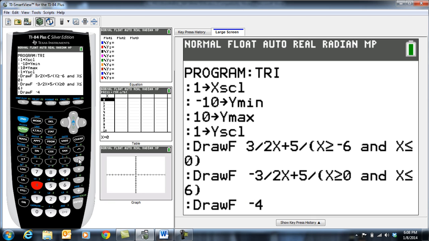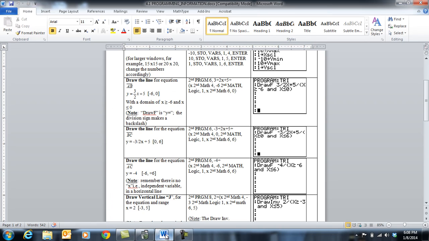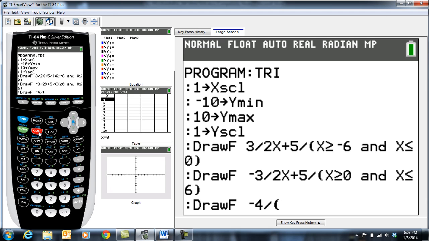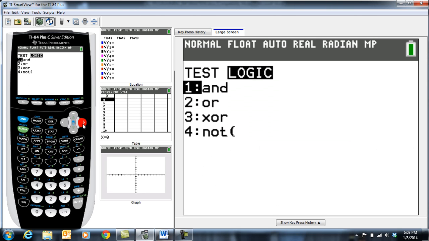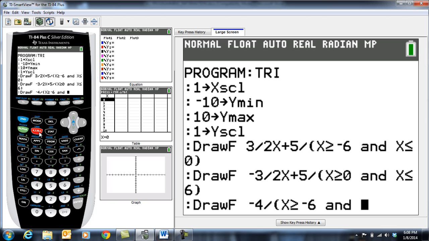So now I have to do the domain. So do your division symbol and open your parentheses. And it says here my domain was from negative 6 to positive 6. So I'm going to have to do x is greater than or equal to, so second math, number 4. It's greater than or equal to negative 6. And second math, logic, number 1. X is less than or equal to, so second math, number 6. And it's less than or equal to positive 6. And I close my parentheses. That should give me the triangle, those 3 things. So this is one side of the triangle, this is another side of the triangle, and this is the base.